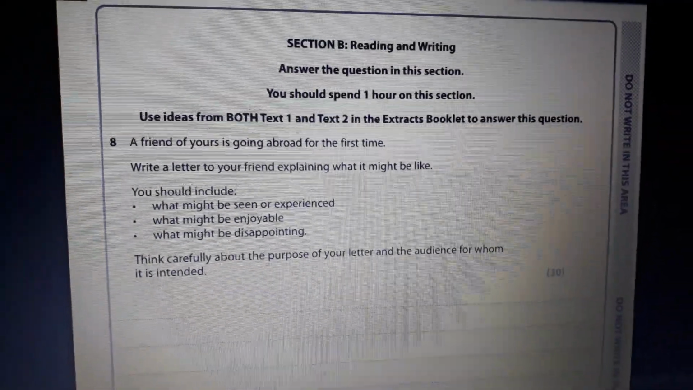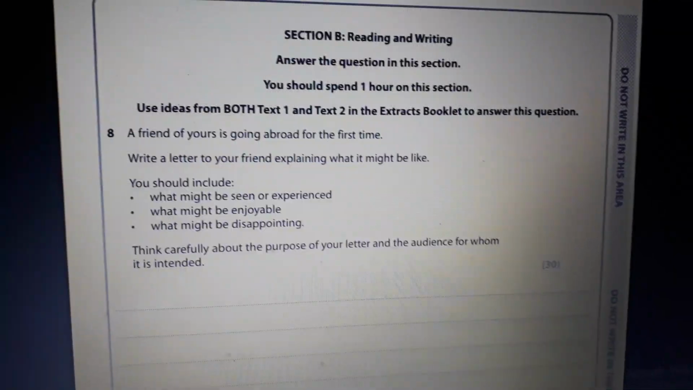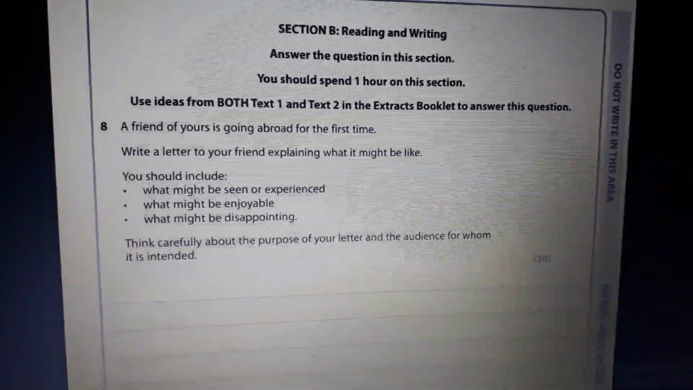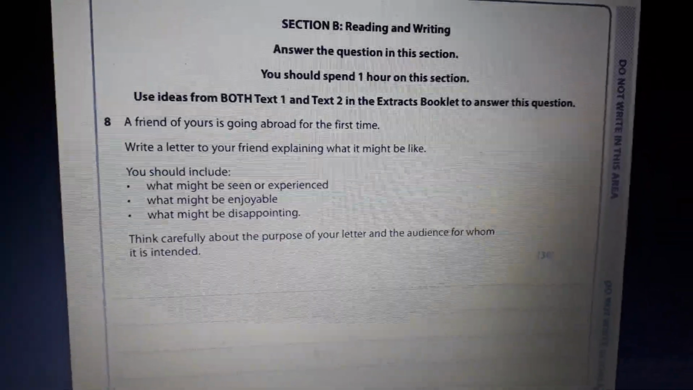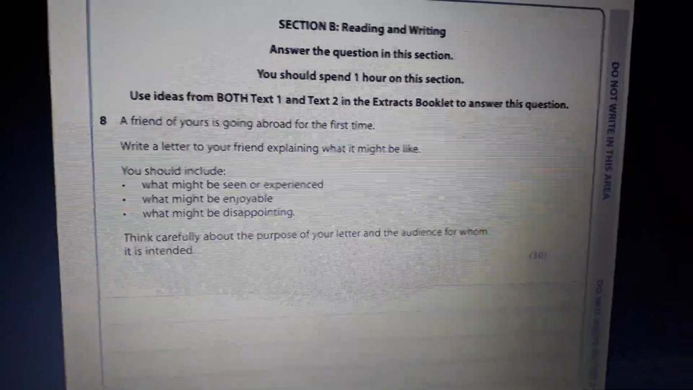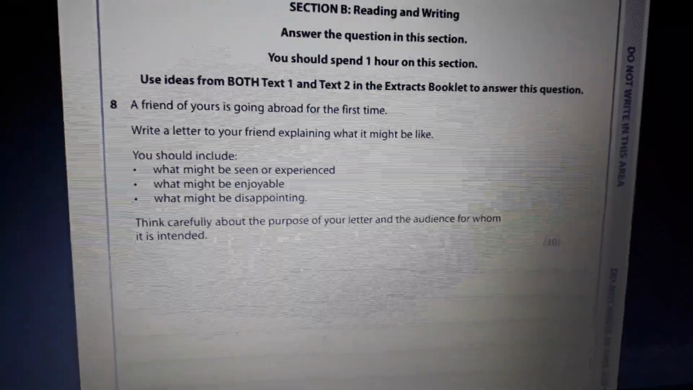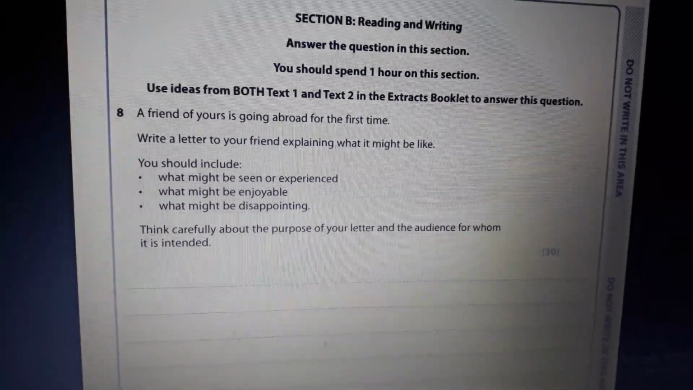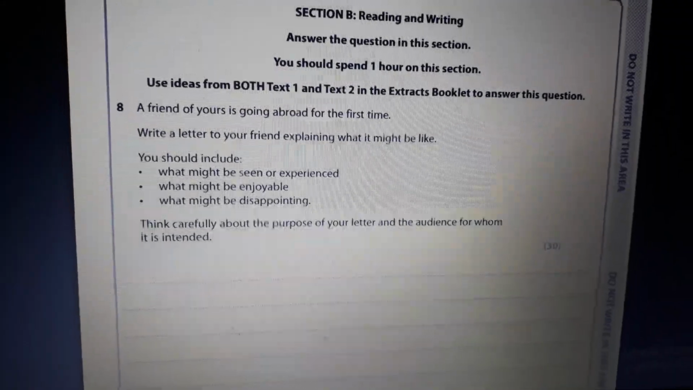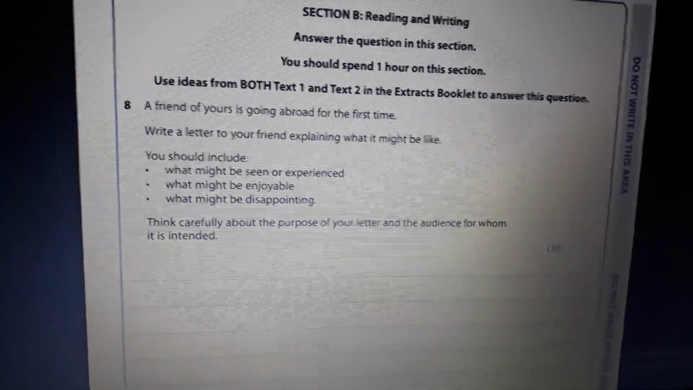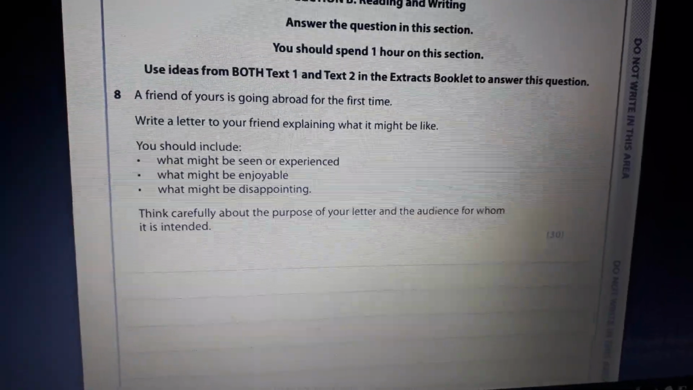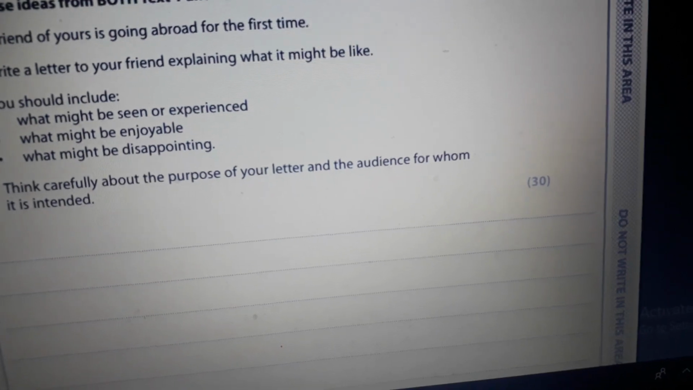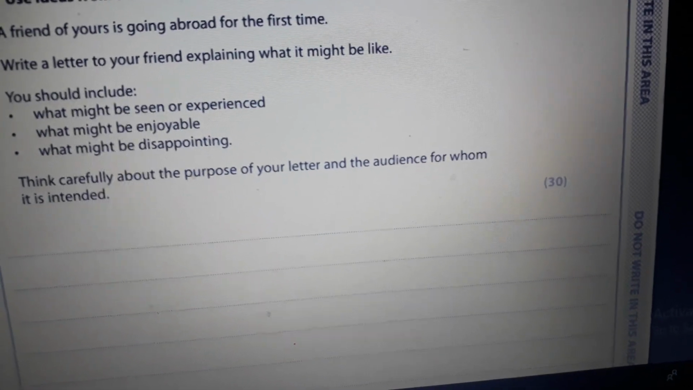Section B, like before, the type of the question is the same. Let's read it. Use ideas from both text 1 and text 2 in the extracts booklet to answer this question. A friend of yours is going abroad for the first time. Write a letter to your friend explaining what it might be like. You should include, they will give 3 bullets like before to help you find the content points: what might be seen or experienced, what might be enjoyable, what might be disappointing. Think carefully about the purpose of your letter and the audience for whom it is intended. Yes, the question pattern is the same as before.